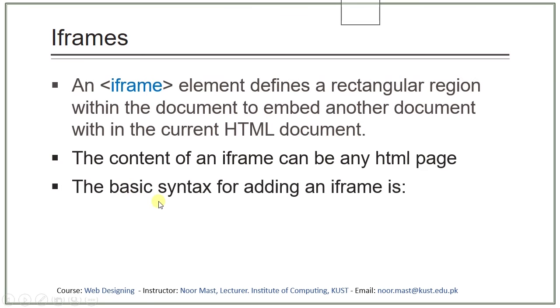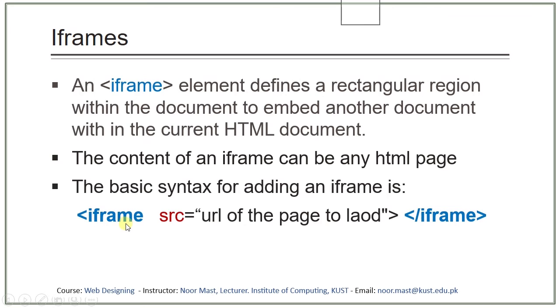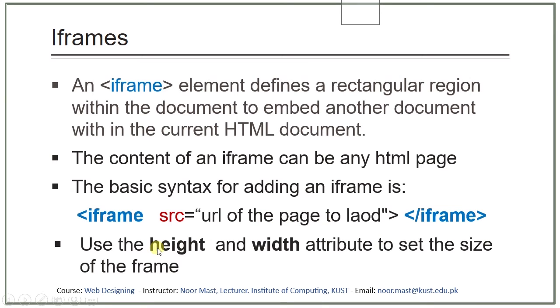The basic syntax for adding an iframe is the starting tag, while this one is the closing tag of the iframe, and the src, the source attribute, is used to specify the URL of the page to be loaded in the iframe, while we use the height and width attributes to set the size of the frame.